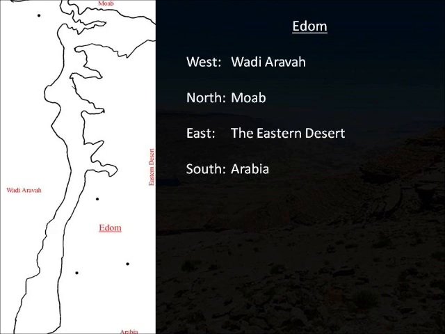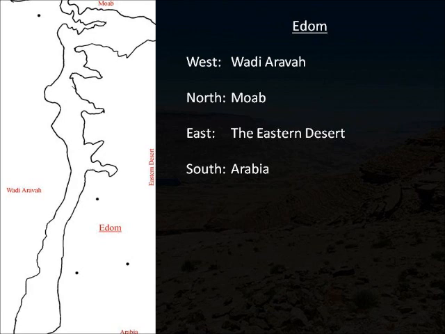So here we have the 4 cardinal points for Edom. Edom is there in the center, and there to the west we have just the Wadi Arava, that long, flat, but deep hole in the ground that is the southern end of the Great Rift Valley. And the Wadi Arava will stretch all the way from the Dead Sea down to the Gulf of Aqaba there on the eastern side of the Sinai Peninsula.